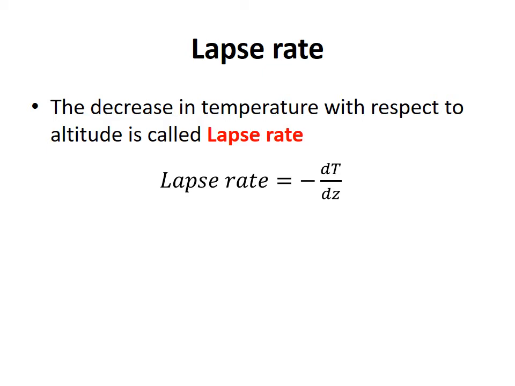Lapse rate is negative because there is a decrease in temperature as we go up in altitude. For example, when we move from plains to hilly areas, we know that there is a decrease in temperature. It means that when we go to higher altitude, there is a decrease in temperature.